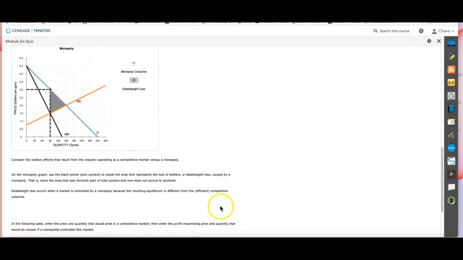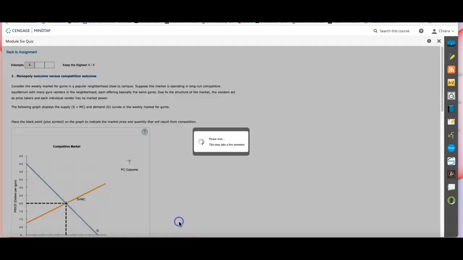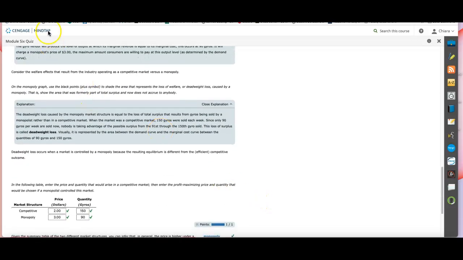So the price was $2 and the quantity was 150. With a monopoly, the price is $3 and the quantity is only 90. Given the summary table of the two different market structures, you can infer that in general the price is higher under a monopoly and the quantity is lower under a monopoly, right? It's higher, $3 instead of $2. The quantity is lower, it's 90 instead of 150. So let's grade it. And this is the result for this question.